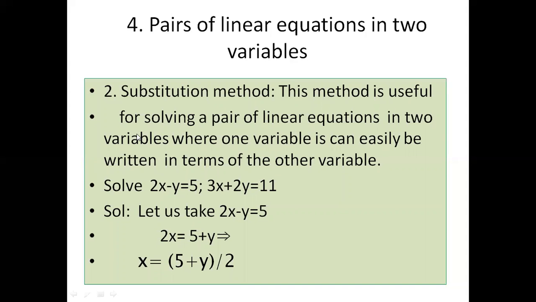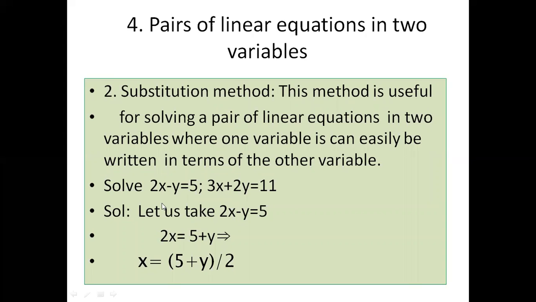Now the substitution method. This method is useful for solving the pair of linear equations in two variables where one variable can easily be written in terms of the other variable. That means one variable we are writing in terms of the other variable. Let us see how it is. Example: 2x minus y is equal to 5, 3x plus 2y is equal to 11.